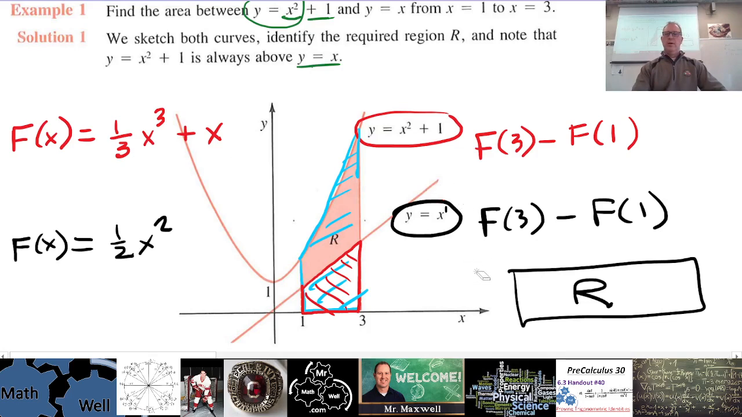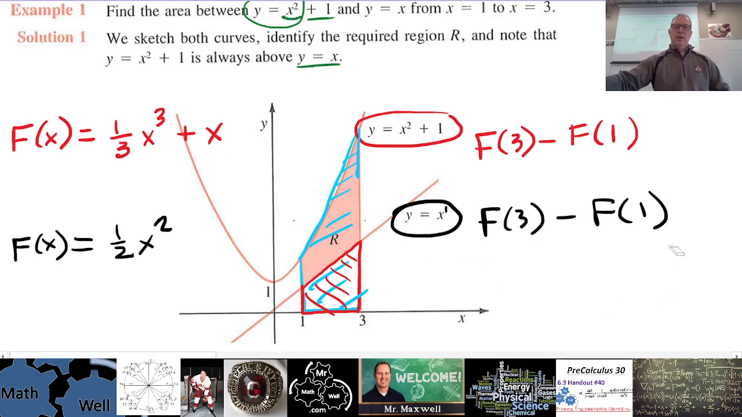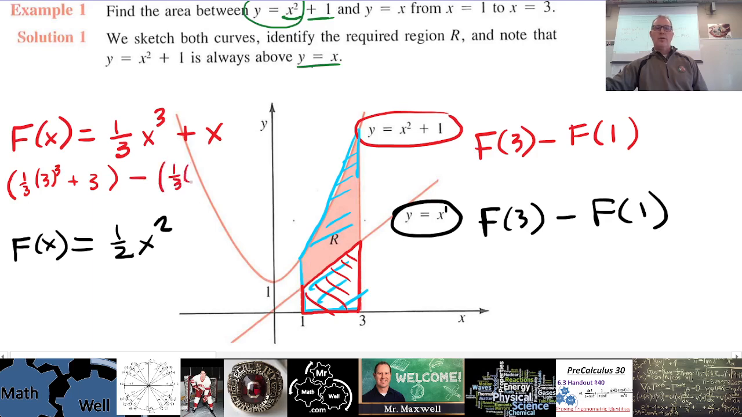All right, everybody's with me so far? Okay. I'll try and color code this again. So let's find the area underneath the parabola. That's going to be capital F of, well, I've got that written over here. I won't rewrite it. So let's just go ahead and solve this. So it's going to be 1/3 3 cubed plus 3. You see, I've just inserted 3 in for x there. Minus f of 1. So I'm going to go 1/3 of 1 cubed plus 1.